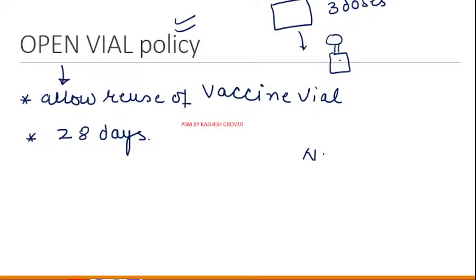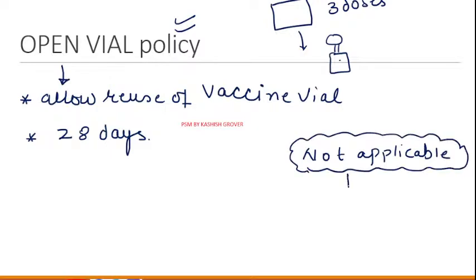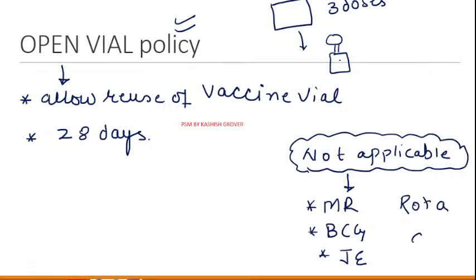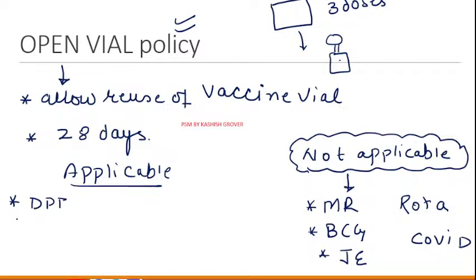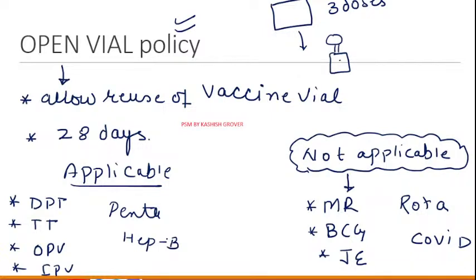Now, this open vial policy is not applicable for, yes everyone, can you tell me the answer here? It is measles rubella, it is BCG, it is JE, it is Rota, and COVID. And this is applicable for all other vaccines like DPT, TT, OPV, IPV, pentavalent, hepatitis B.